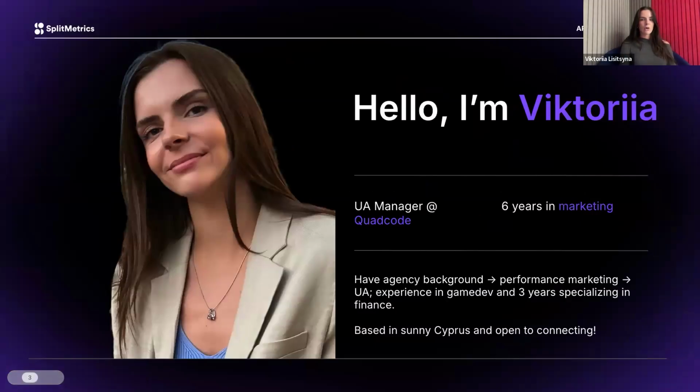Hello, everyone. So I'm Vika, and today, together with the Speedmetrics team, I want to talk about a topic that for a long time seemed very obvious to me: the design of the App Store product pages and how it affects the conversion in Apple Search Ads.